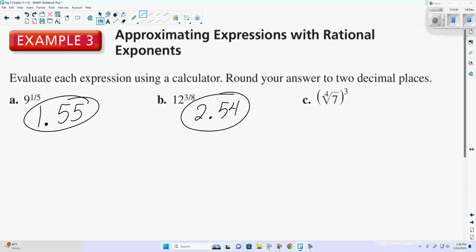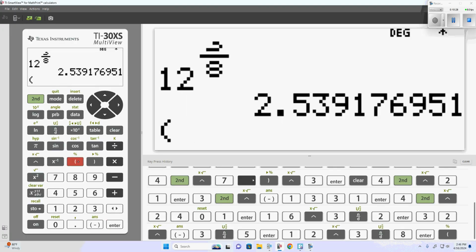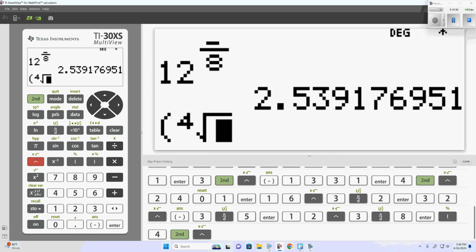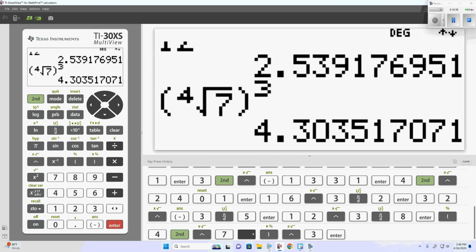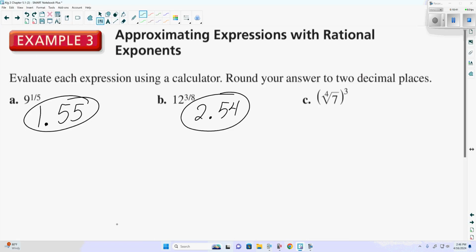That's it. C, the fourth root of 7 to the third. And with ones like these here, we can type them in exactly as we see it. The fourth root of 7 to the third is 4.303, which is 4.30.